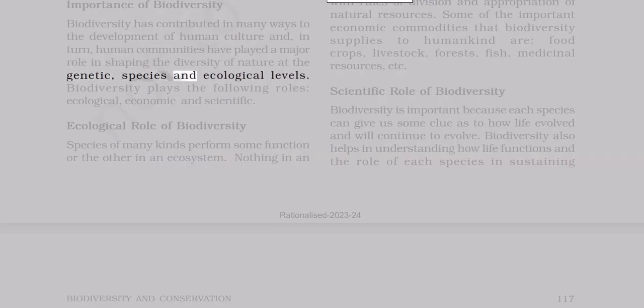At the genetic, species and ecological levels, biodiversity plays the following roles: ecological, economic and scientific. Ecological role of biodiversity. Species of many kinds perform some function or the other in an ecosystem.